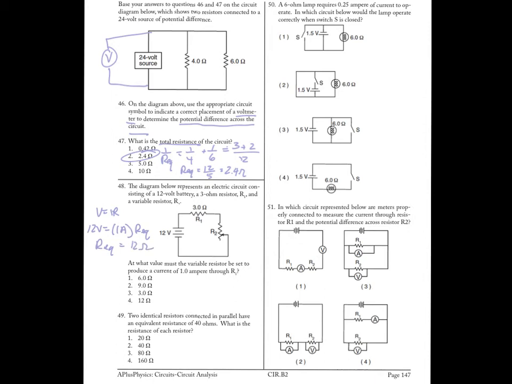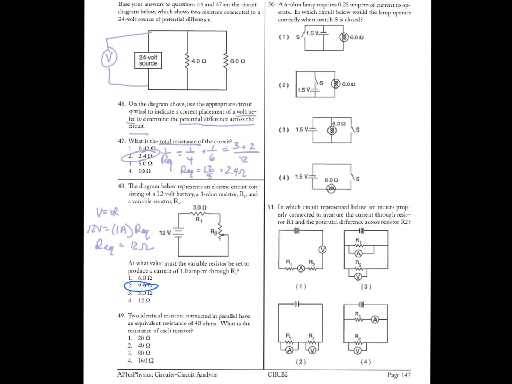We already know the value of this one. That's 3. How much left is supposed to be here? 9. Because 3 plus 9 gets us our total of 12. So we need 9 ohms in that variable resistor to set a current of 1 amp.